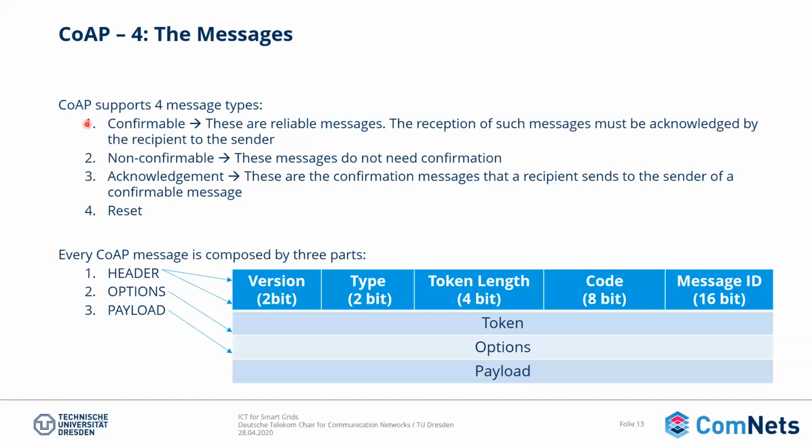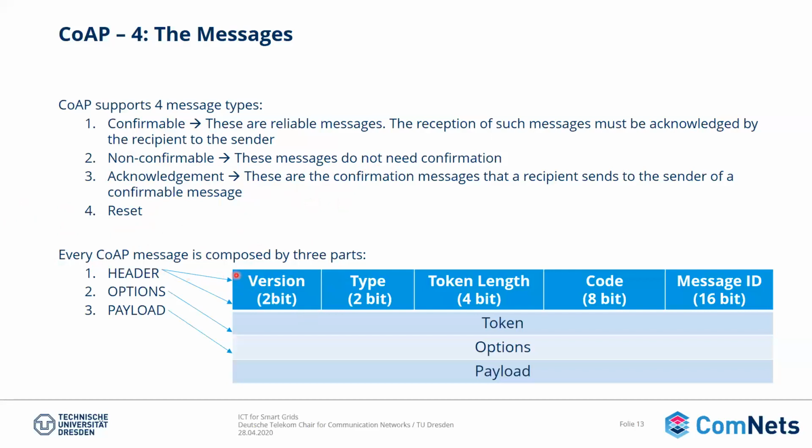So here, the first type of message is confirmable. These are quite reliable, and the reception must be acknowledged by the server or the recipient, right? The second type is non-confirmable. These messages do not need confirmation. Acknowledgement is a type of message that acknowledges a confirmable message. The fourth is reset, which means: I was not able to process your message, please resend it. Every CoAP message is composed of 3 parts.